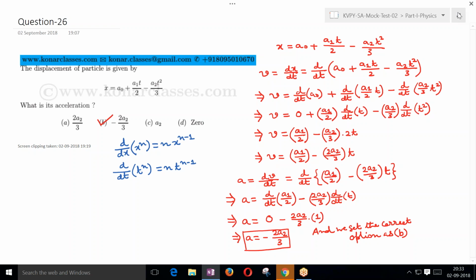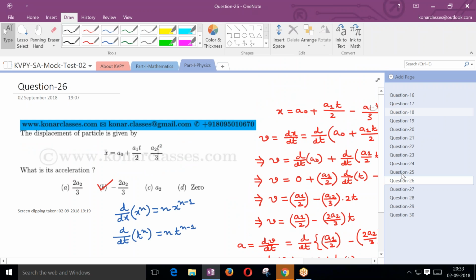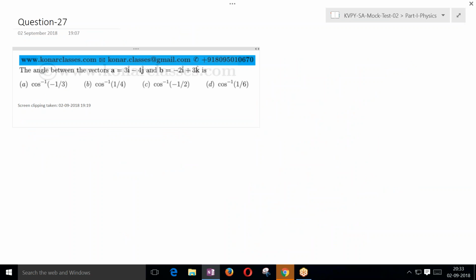Hope things are clear and we can proceed to the next question, that is question number 27. As you see the question, here it is asked that the angle between the vectors A is equal to 3i minus 4j and B is equal to minus 2i plus 3k is what? Okay, so those who are done with the motion in a plane in physics will be aware of vector scalar product, and we are going to apply this one.